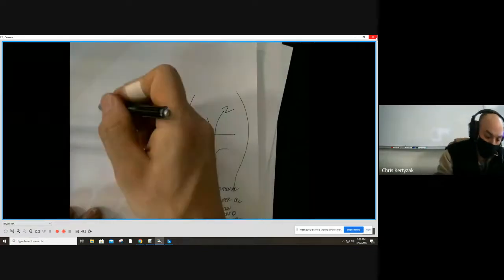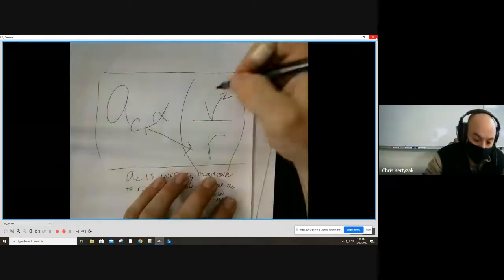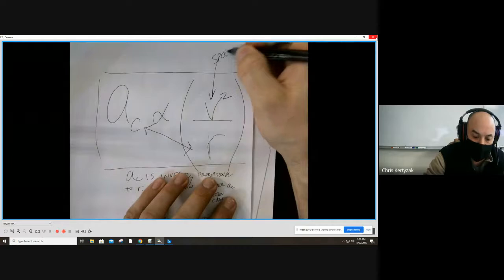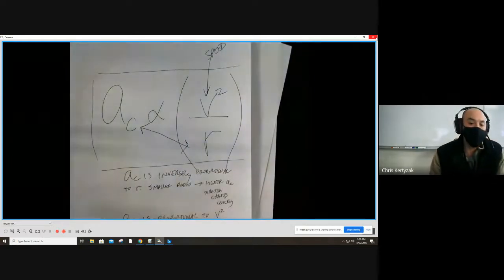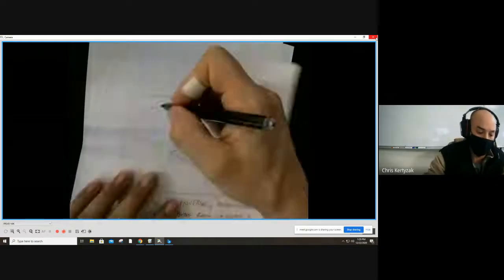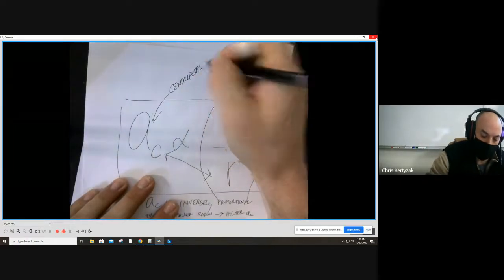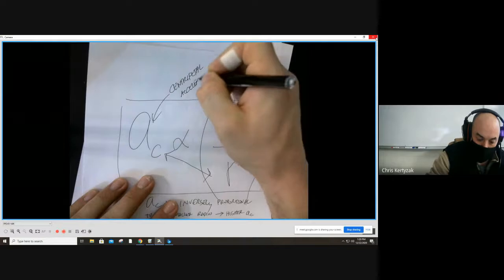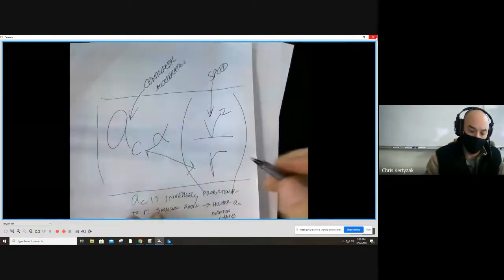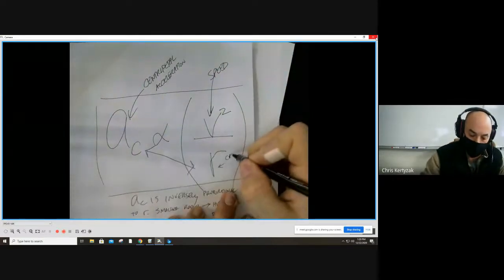So this is the formula. It's centripetal acceleration: AC equals V squared over R, where V just represents the speed. It's super easy to use. R represents the radius of the circle. AC is the centripetal acceleration, and R is the circle's radius.